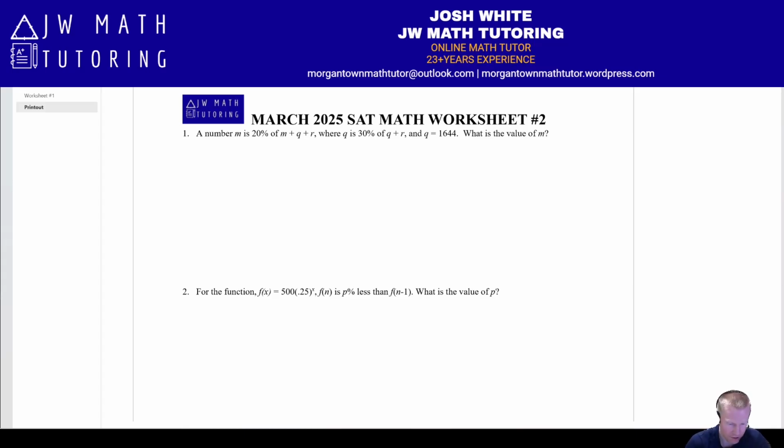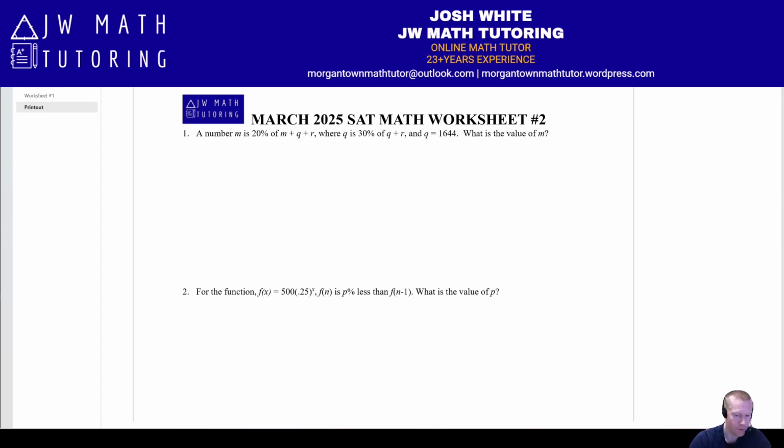All right, so with all that being said, let's go ahead and get started with problem number 1, again from this March 2025 Digital SAT Math problem set number 2. So here you have a problem dealing with a relationship between M and Q and R, and then also a separate relationship between Q and R, and they want to know the value of M.